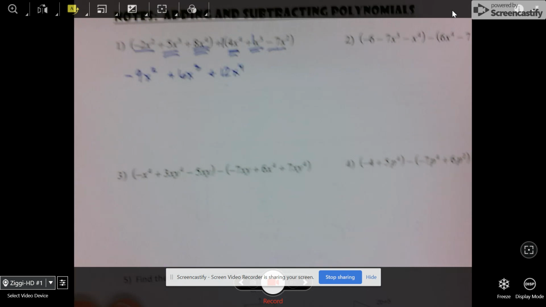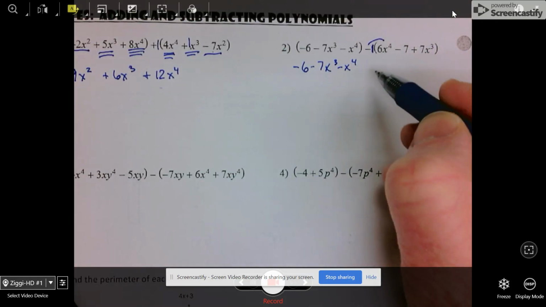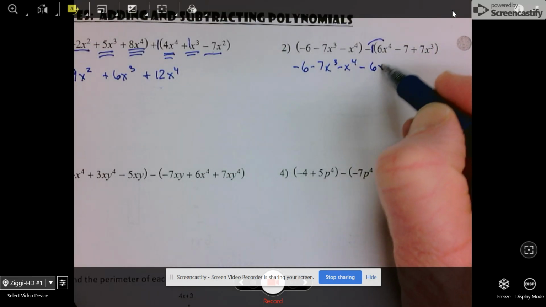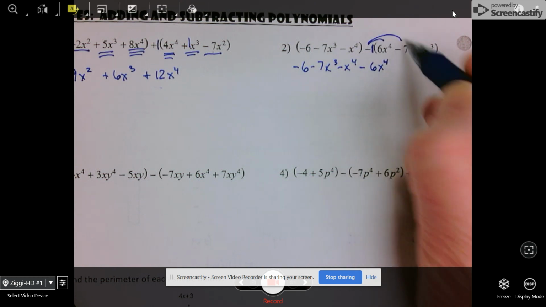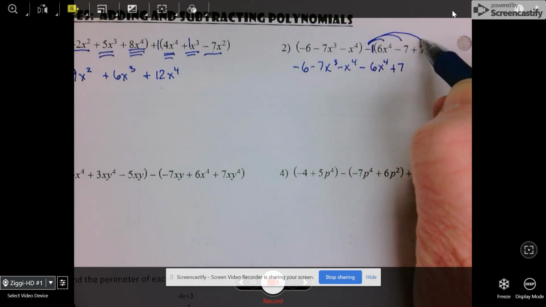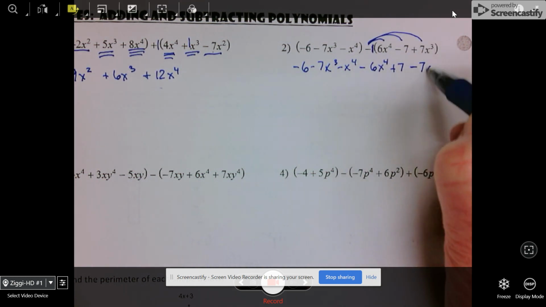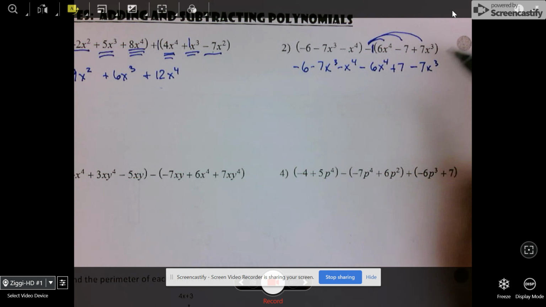Then I'm going to distribute a negative 1. So this is negative 6x to the fourth plus 7 minus 7x to the third. And now I'm going to go through and mark my like terms. So I have a 6, which is just a constant, and 7. Negative 6 and positive 7 is 1. I'm going to write it over here.